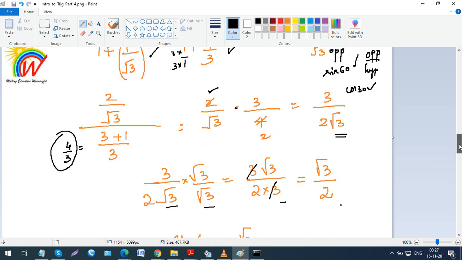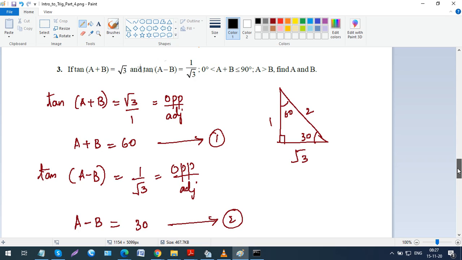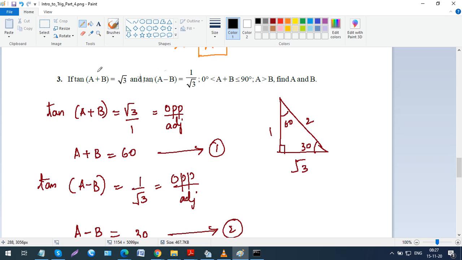Then come down to question number 3. If tan of A plus B equals root 3 and tan of A minus B is 1 by root 3, find A and B, they are saying, and they are saying that A plus B lies between 0 degree and 90 degree. For the time being you can just skip this, because there are cases when the angles are greater than 90 also, but for you that's not included, so it doesn't really matter.